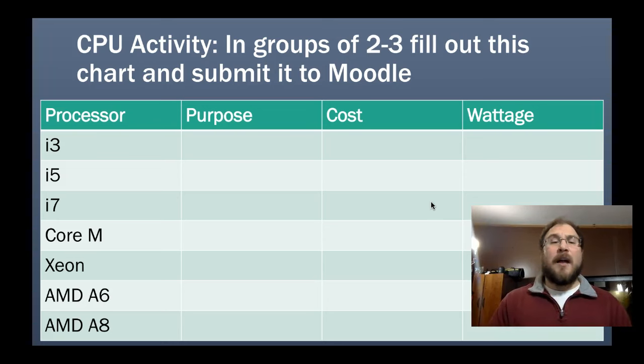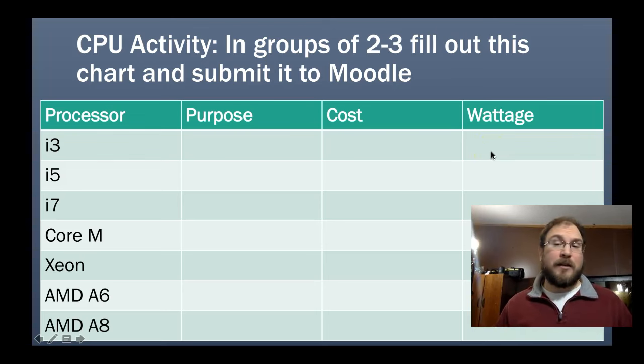The last thing that you need to do for this unit is I want you to go ahead and work on this activity. Given this is an online class, you will not be working in groups. What you'll do instead is look up each of these processors on Google or Yahoo or whatever search engine you want to use, and find out the purpose of that processor. So what's an i3 good for? You've seen i3. What's it good for? About how much does an i3 cost just for the CPU? And then find out the wattage of that.